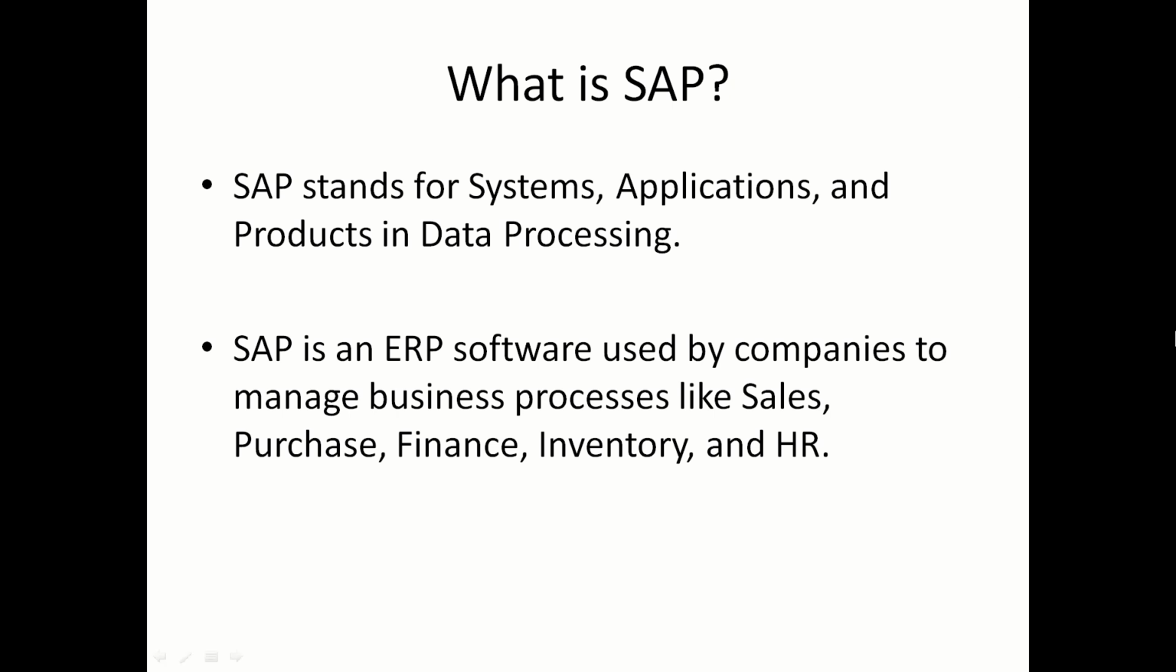SAP, what do you mean by SAP? SAP stands for System, Application and Product in Data Processing. SAP is an ERP software used by companies to manage different processes like sales, purchase, finance, inventory, and human resources. Different departments work together using SAP.